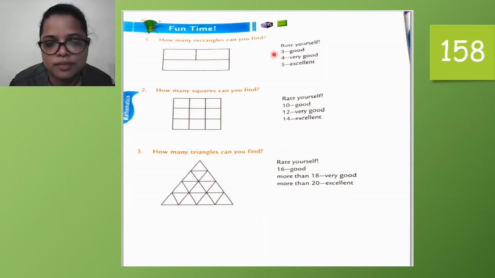You're going to rate yourself. If you find 3 rectangles, it's good. 4, very good. 5, excellent. So I'm going to explain how 5 rectangles are there in this. Now we will see how we'll get 5 rectangles.